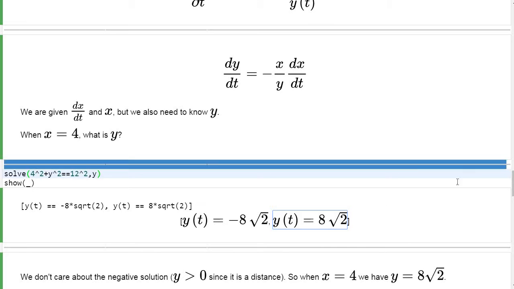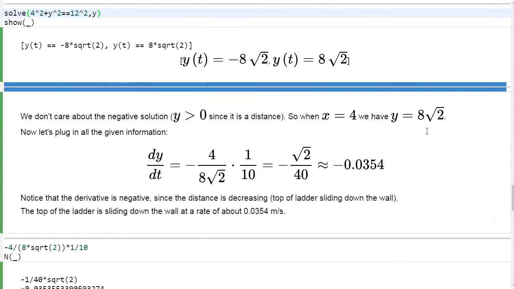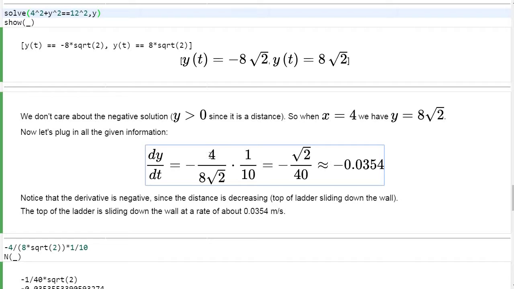Now I'm ready to plug into this formula up here. x is 4, y is 8 square root of 2, dx/dt is 1/10, and so I get dy/dt is negative 0.0354 roughly. Notice that dy/dt is negative because that distance is decreasing. As the top of the ladder slides down the wall, y is getting smaller, and so the derivative should be negative.